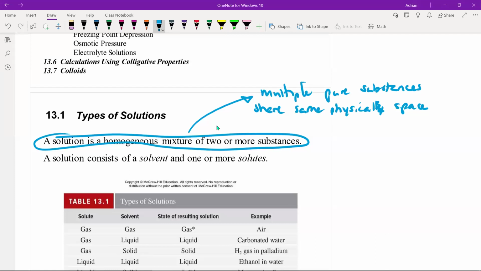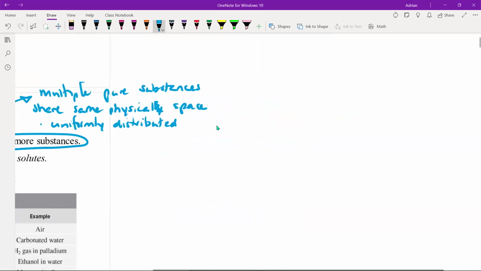And the key feature that makes it a homogeneous rather than a heterogeneous mixture is the fact that the components are evenly or uniformly distributed. So the mixture looks the same throughout. Okay, and that is nothing more than what a solution is. It's a homogeneous mixture of two or more substances. Typically, we can define two components of a solution. So any solution will be made up of two components.